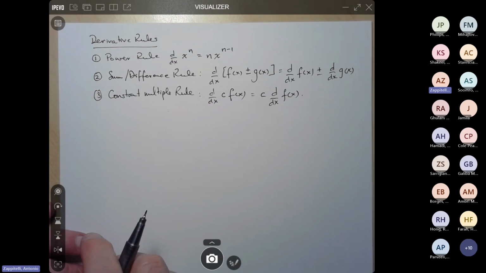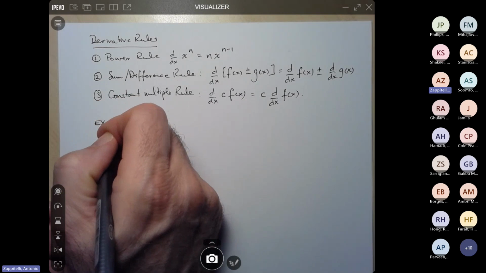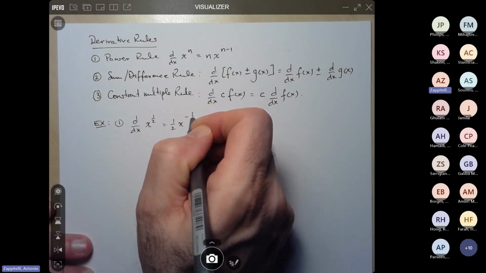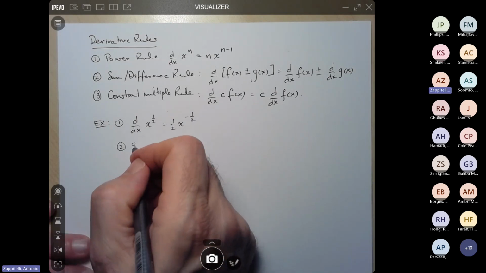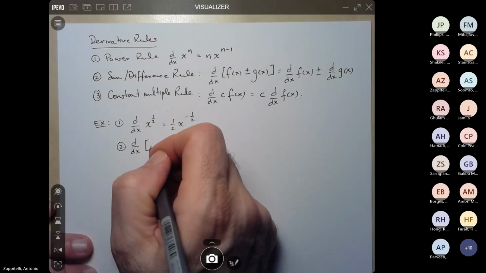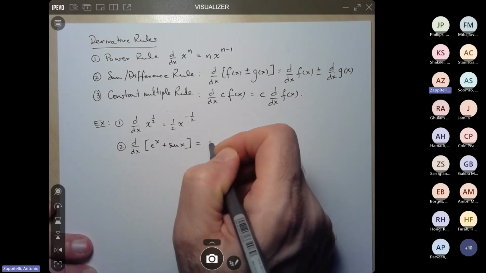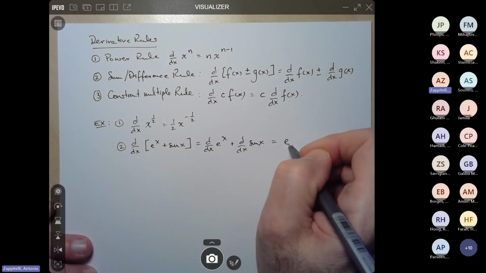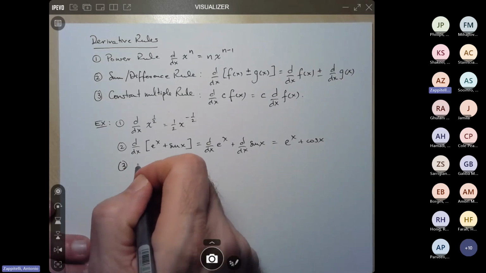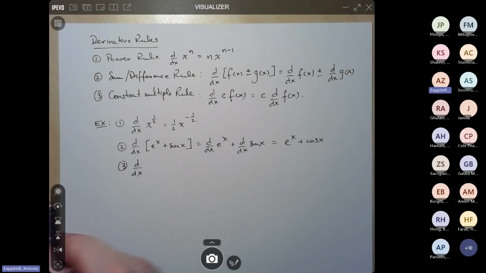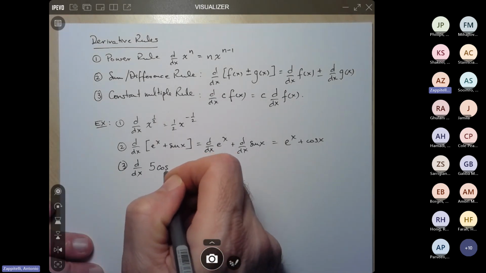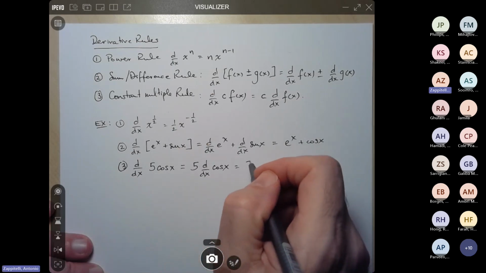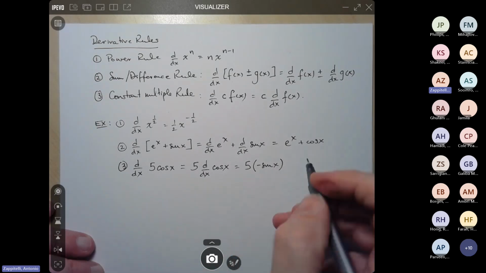Okay, so here we already saw the examples. For number 1, we saw that the derivative of x to the 1/2 was equal to 1/2 x to the negative 1/2. We saw taking the derivative of e to the x plus sine x is the same as the derivative of e to the x all alone plus the derivative of sine x all alone. So e to the x plus cos x. And lastly, let's take another example. Let's say I have the derivative of 5 times cos x. I can take my constant and multiply it by the derivative of cos x. So 5 times negative sine x. Of course, you can simplify that.